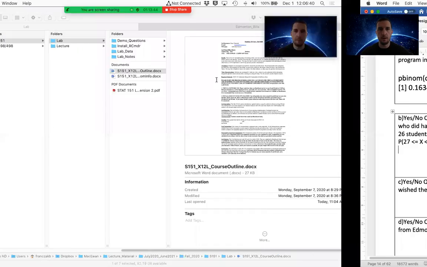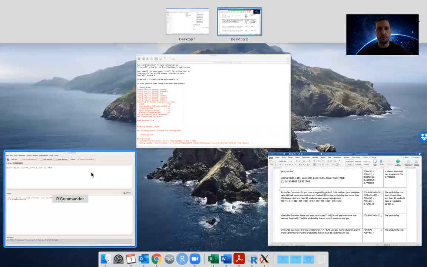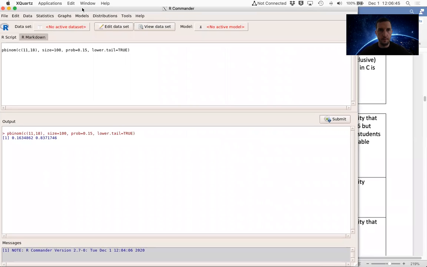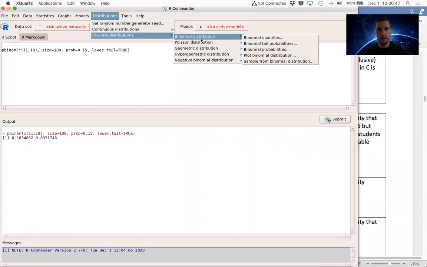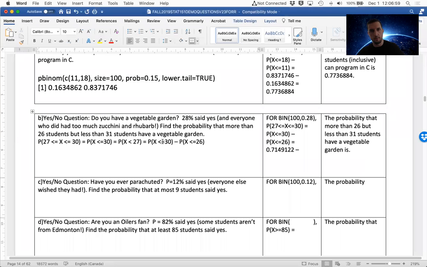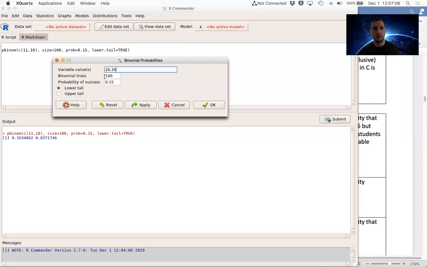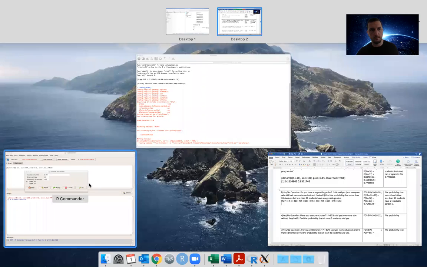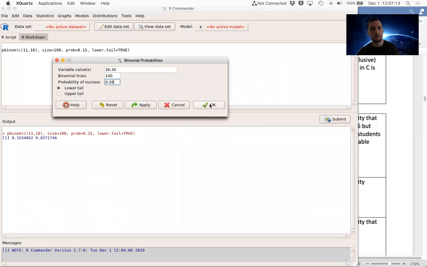Then in RCMDR, we would have the same idea as before. We're going to go Distributions, Discrete, Binomial, Binomial Tail. So we're going to have 26 and 30, was it? Yep. So 26 and 30, 100 trials, and the probability of success was 0.28, I believe. Yes. Then we click OK.